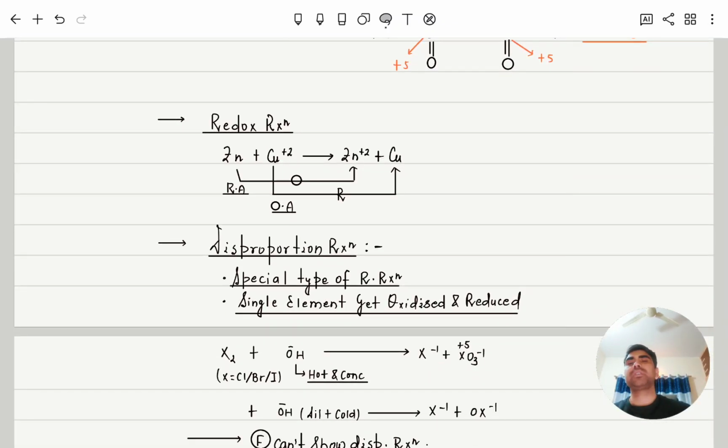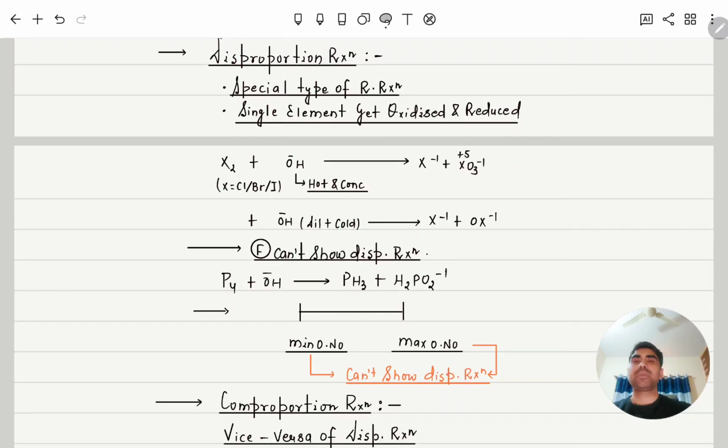Now, redox reaction, as we discussed, is where oxidation and reduction happen simultaneously. Loss of electrons is oxidation, gain of electrons is reduction, or we can say that those whose oxidation number is increasing undergo oxidation, and those whose oxidation number is decreasing undergo reduction. Always remember, the substance which is getting oxidized, its left part is the reducing agent. The substance which is getting reduced, its left part is the oxidizing agent.